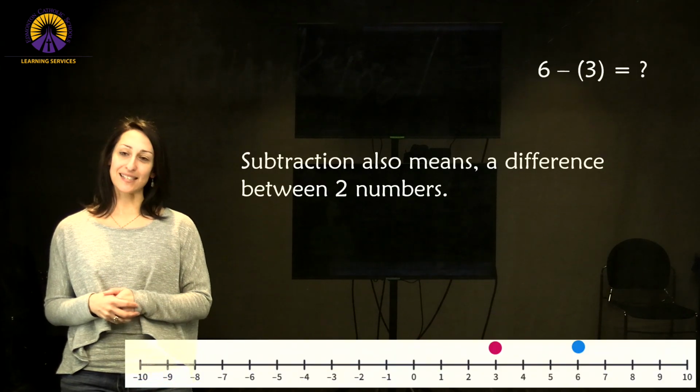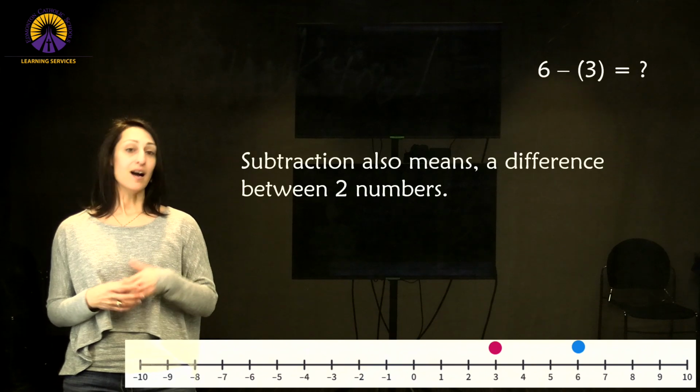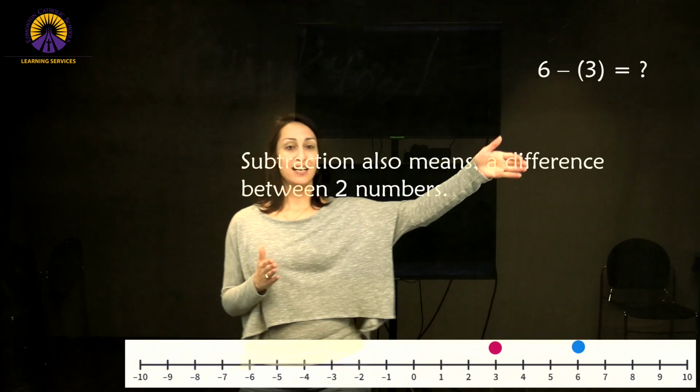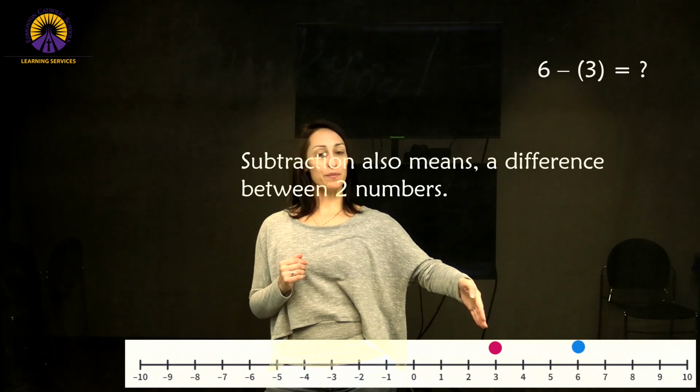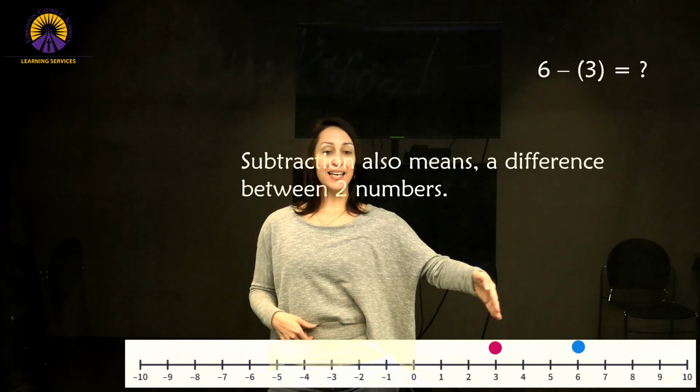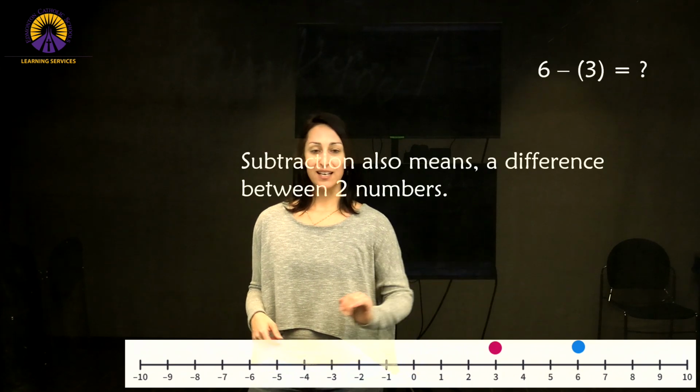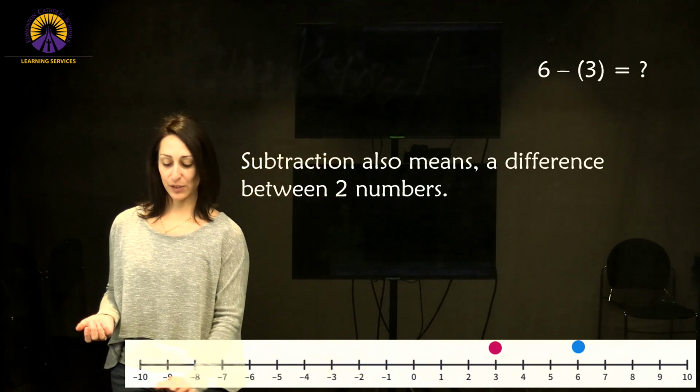We're going to look at it through the lens of looking at a difference. So let's start with 6, and if I were to take away 3, I can think about it as 6 and 3. So I'm going to look at the 3, and I'm going to think how far away is 6 from this 3 to look at the difference. And I can see that I am 3 spots away. So my answer is going to be 3.